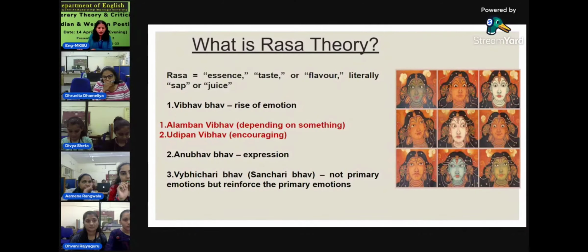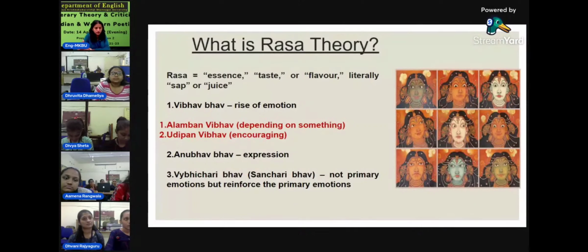There are three aspects of this theory. That is Vibhava, the rise of emotion. In that, there are two sub-points, Alambana Vibhava and Uddipana Vibhava. Alambana Vibhava is something depending on something, and Uddipana Vibhava is encouraging. When we see a play or drama on the stage, we can see both these aspects, and the rise of emotion depends on both of them.